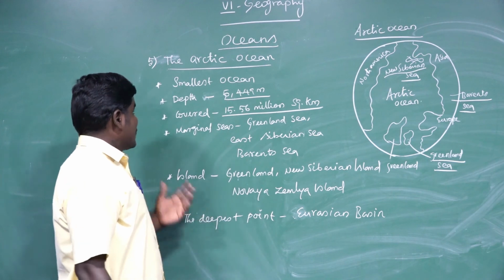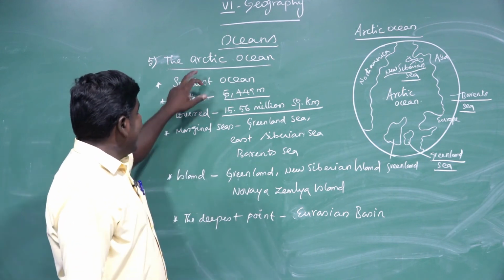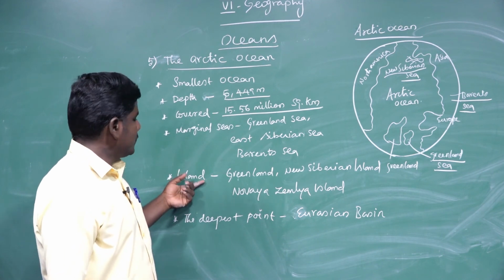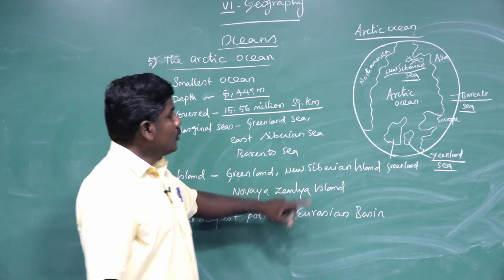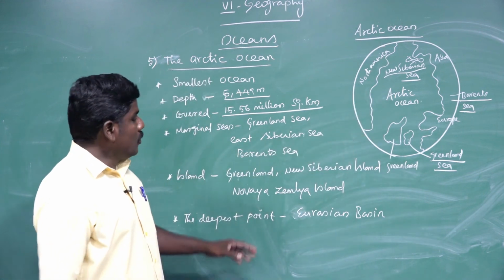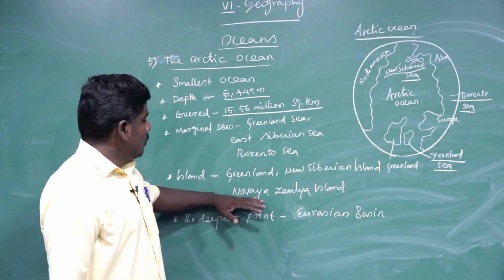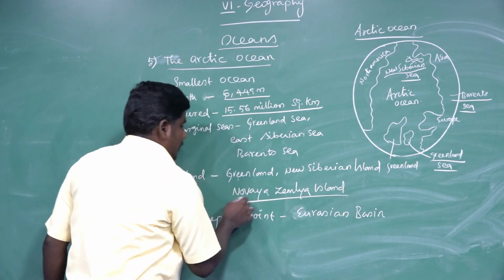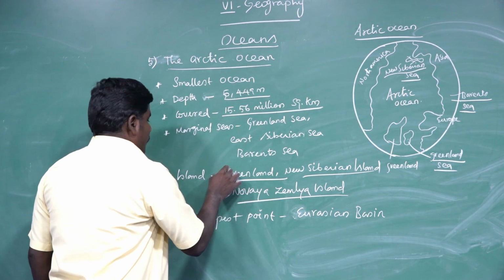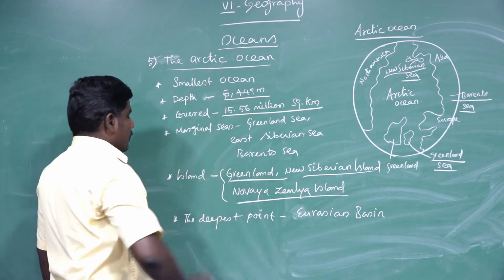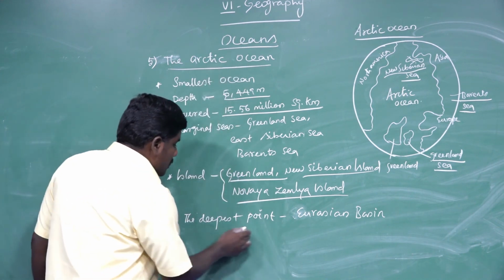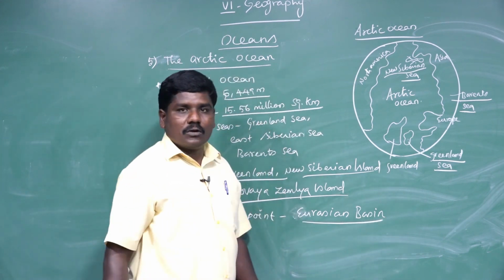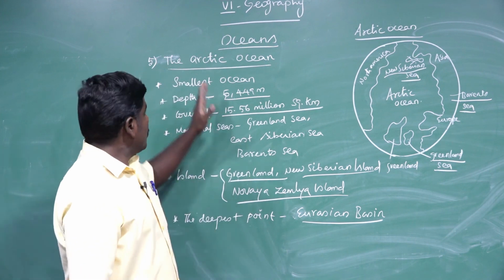At the same time, next one: some of the islands are found in the Arctic Ocean, such as Greenland, New Siberian Island, and Nova Zembla Island. So what is the deepest point of the Arctic Ocean? The Eurasian Basin.